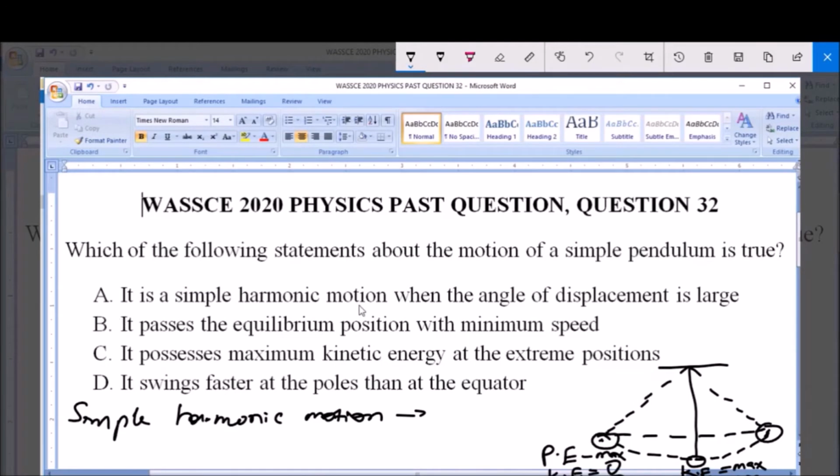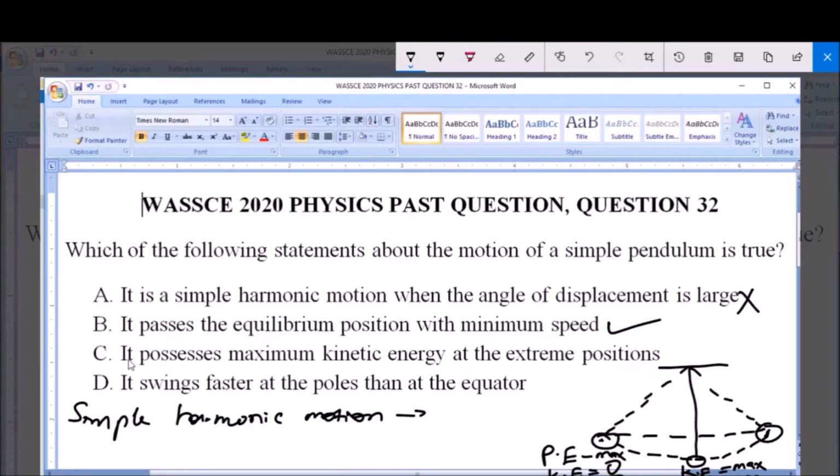Now let's look at the questions, the options. A says it is a simple harmonic motion when the angle of displacement is large. No, it is wrong. It's a simple harmonic motion irrespective of the angle of displacement. Now B says it passes the equilibrium position with minimum speed. Yes, this is correct. Like what I described earlier, I said at this equilibrium position, kinetic energy is maximum, and while approaching towards the equilibrium position, it passes it with minimum speed.